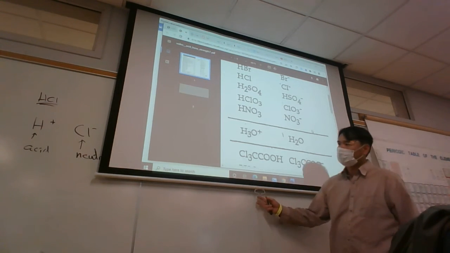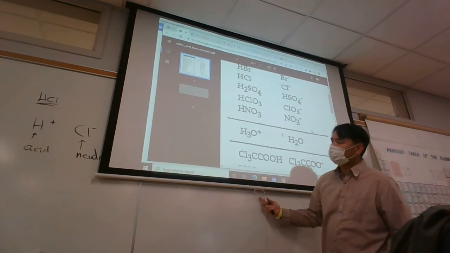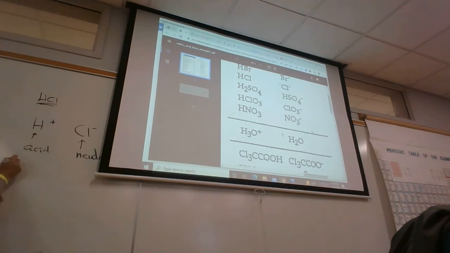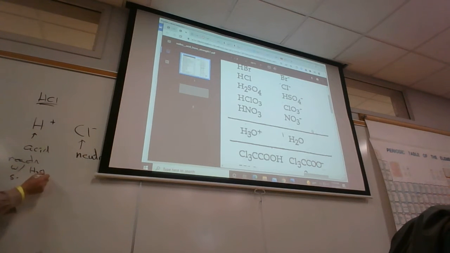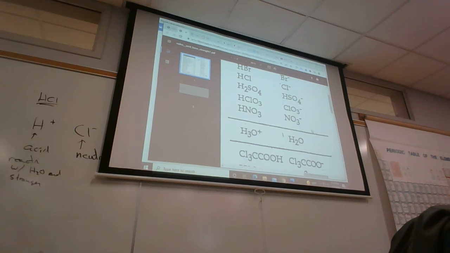Okay, so that's what we have for acid base. This one pretty much reacts with, in this case, H2O and stronger. The reason why this one's a little bit of an exception is because H plus is so unstable.